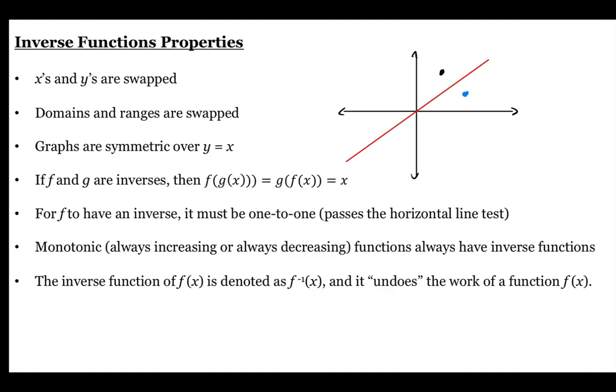Okay. The next one, if f and g are inverses of each other. So if we know something are inverses of each other, this is true. We won't necessarily use this one in that class, but it's true. For f to have an inverse, it must be 1-to-1. So it must pass what's called the horizontal line test.